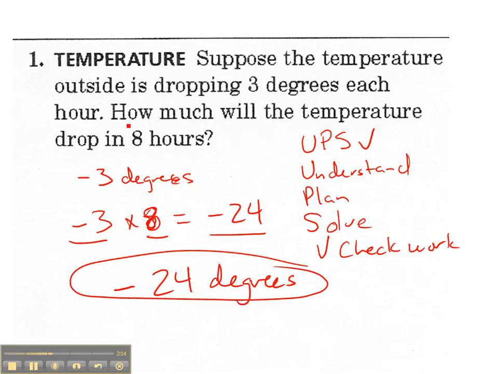But the way they worded the question, how much will the temperature drop in 8 hours, I think you could have 24 as your answer. 24 degrees also. As long as you recognize that the change in temperature is negative, since the temperature is dropping, -3 would represent that change in temperature.